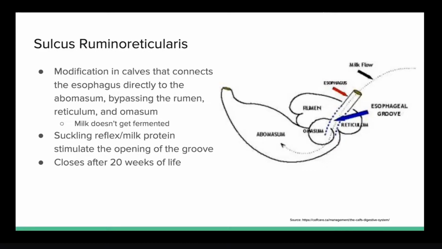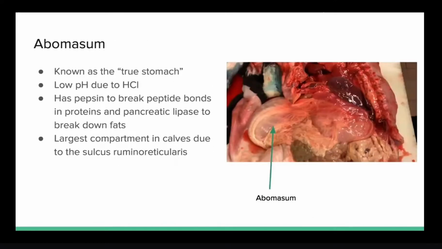This opening of the groove is stimulated by the suckling reflex and milk protein, and it closes after 20 weeks of life. The abomasum is known as a true stomach, and it has a low pH due to the presence of HCl, and it has pepsin to break peptide bonds in proteins and pancreatic lipase to break down fats. It's the largest compartment in calves due to the sulcus ruminoreticularis as well.